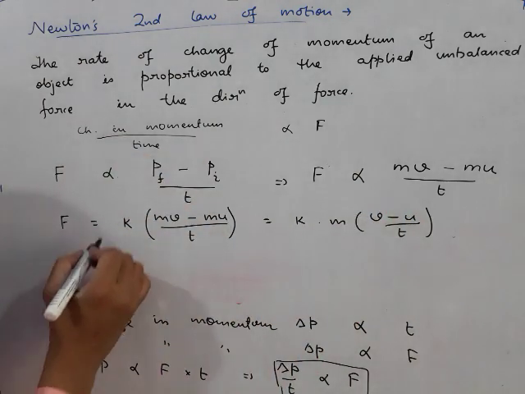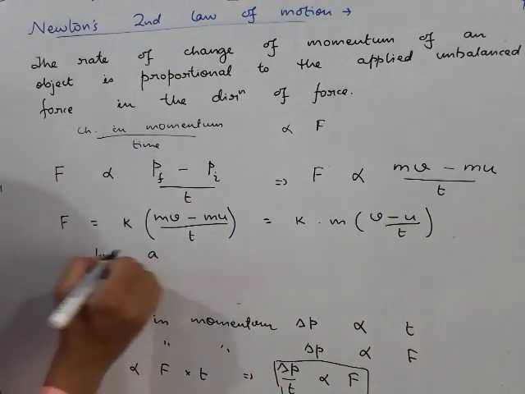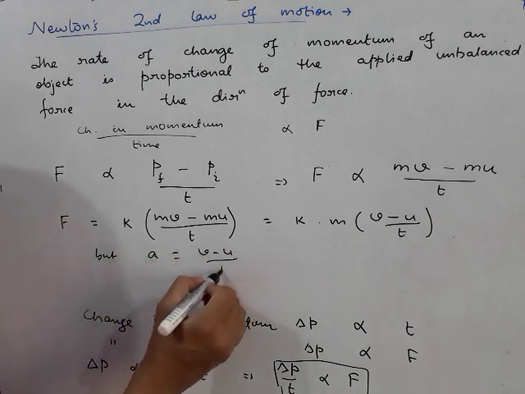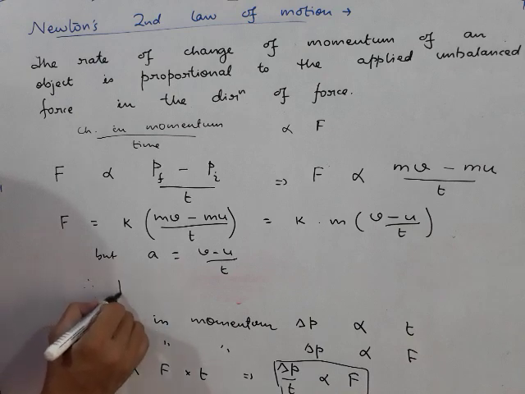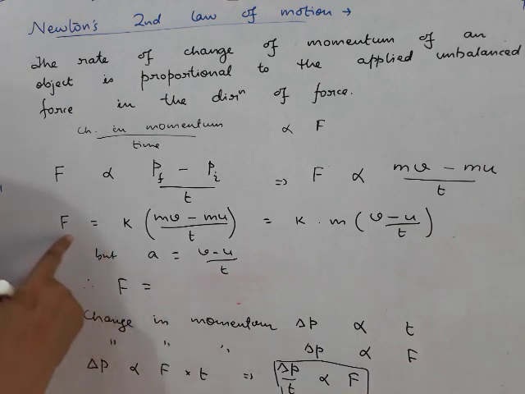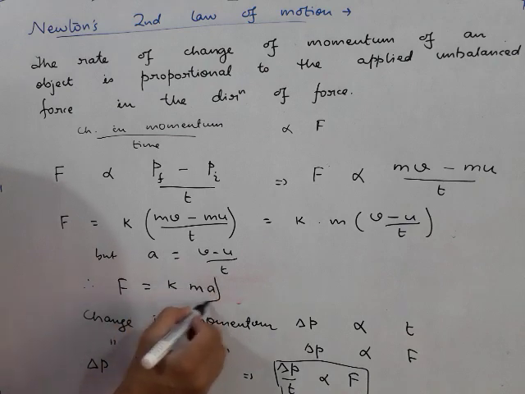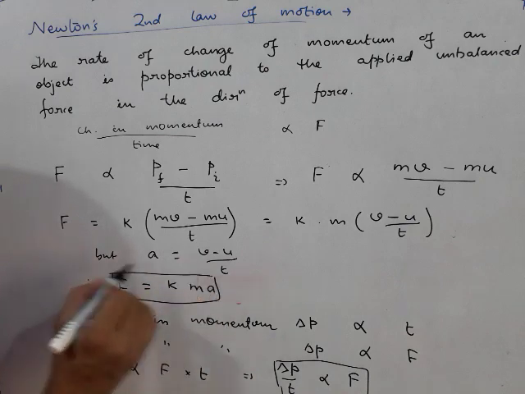But what is v minus u by T? That is defined as acceleration. Acceleration is defined as rate of change of velocity. So v minus u by T is your acceleration. Therefore, what does force become? Force becomes F is equal to K times M times A. Very important relation.